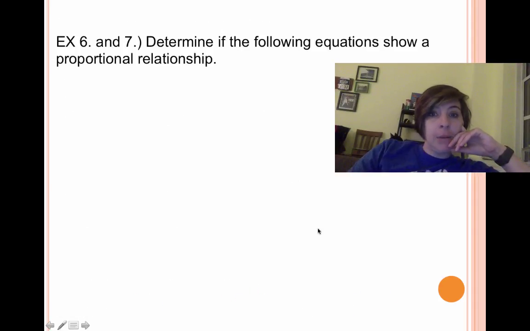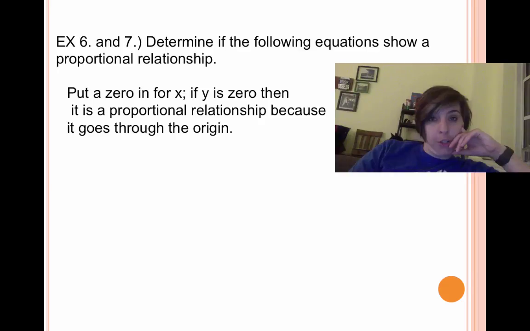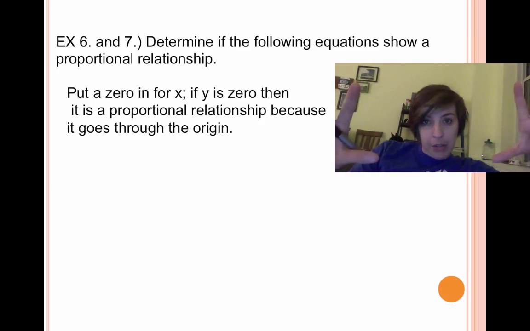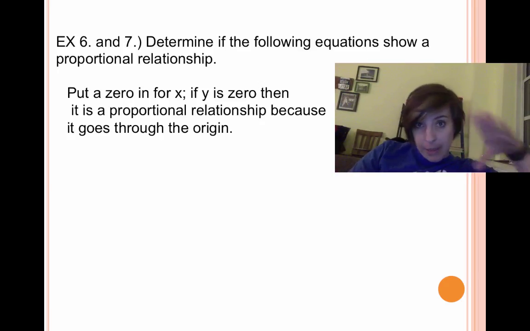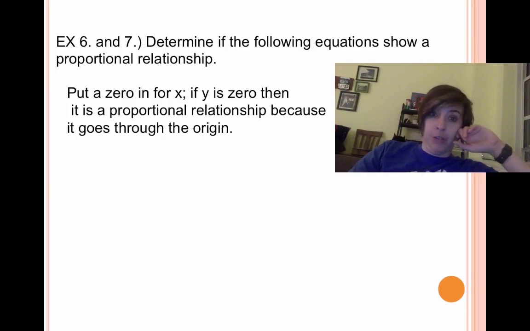All right, determine if the following equations show a proportional relationship. Here's how you do that. You just put a 0 in for x. If your y equals 0, then it is a proportional relationship because it goes through the origin. If the x is 0, then the y is 0. If the y is any other value except for 0, it is not a proportional relationship. So let's try it out.